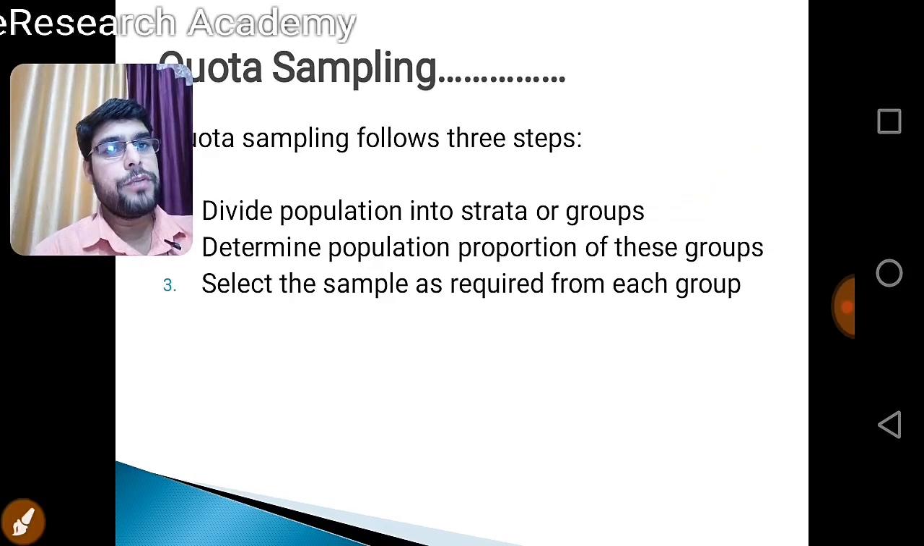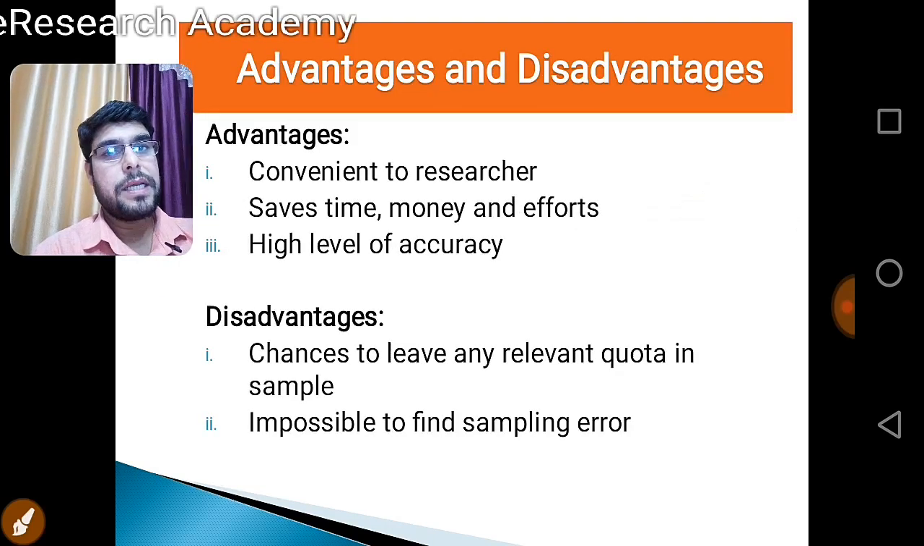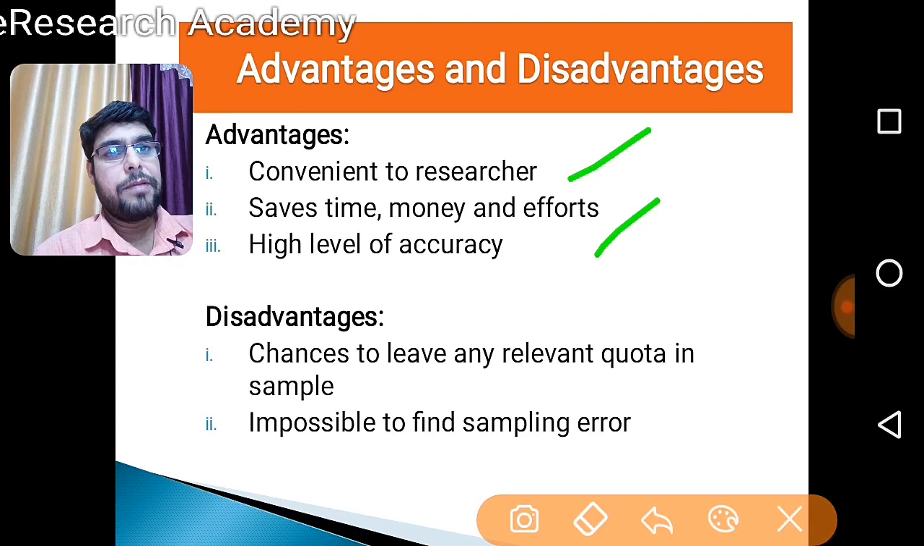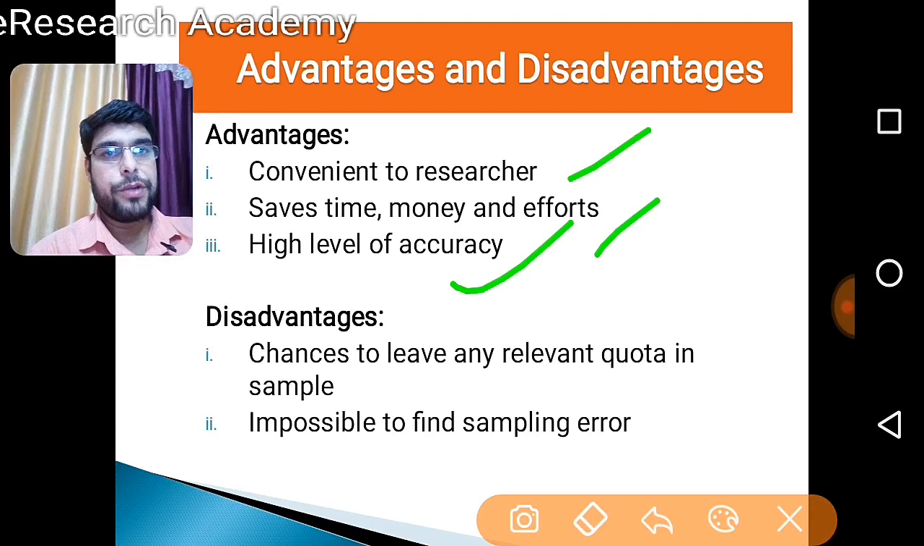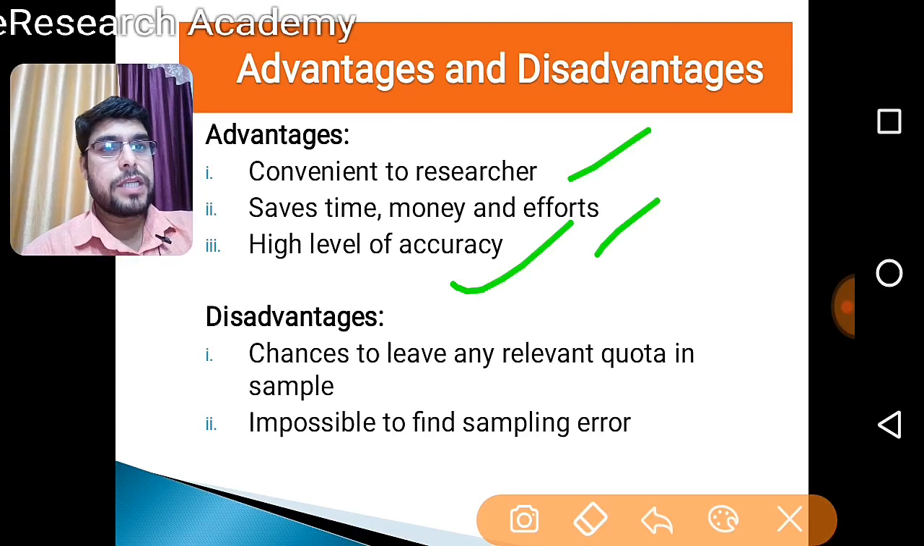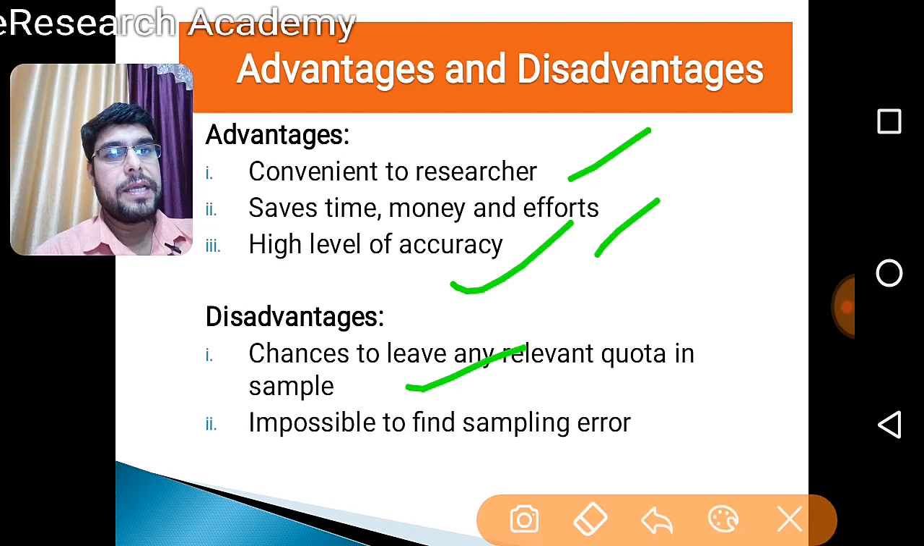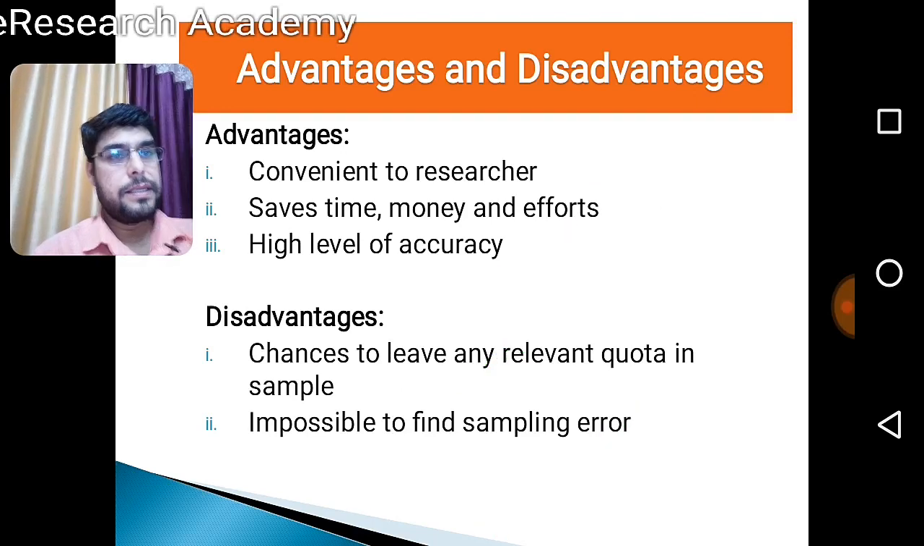Okay, if we talk about the advantages and disadvantages, it is convenient for the researcher to carry out quota sampling. It saves time, money and effort, and a high level of accuracy is attained. If we talk about the disadvantages, the chance of leaving out a relevant quota from the sample is quite possible under this sampling technique, and as it is non-probability sampling, it is impossible to find the sampling error under quota sampling, right?